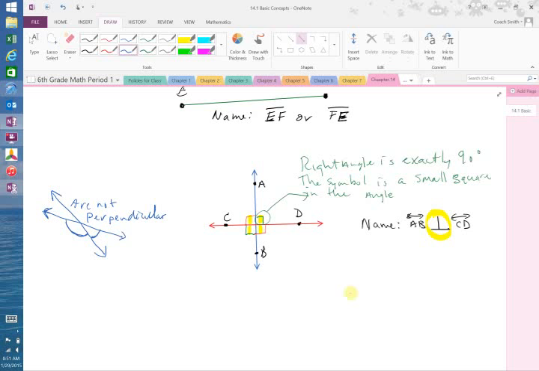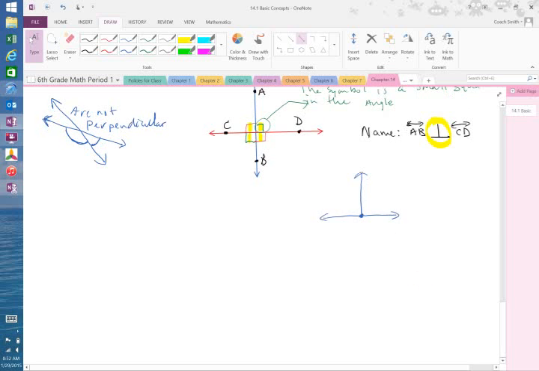Understand that this could be perpendicular as well. That could be perpendicular as well. It doesn't have to go through, it can stop. In other words, it can stop right here. Okay, so that could be perpendicular as well. The key is, does it form 90-degree angles at its intersection? All right.